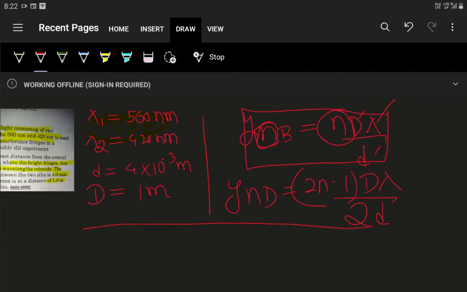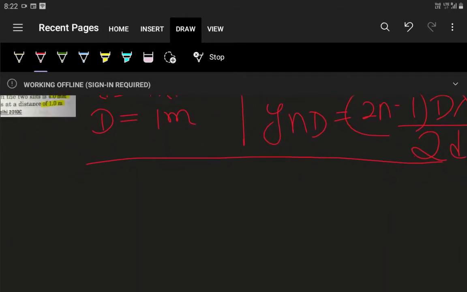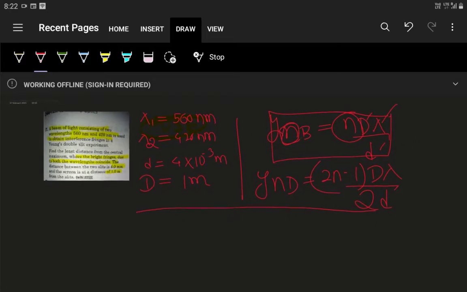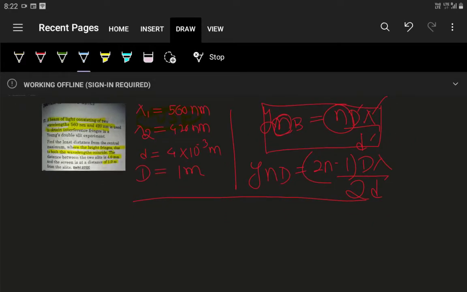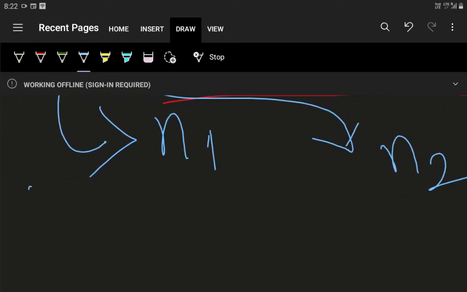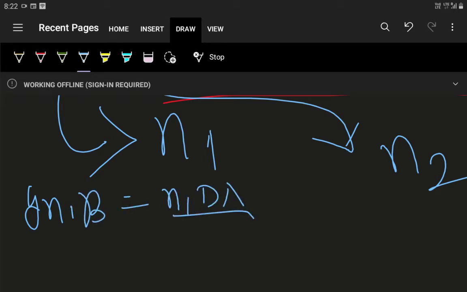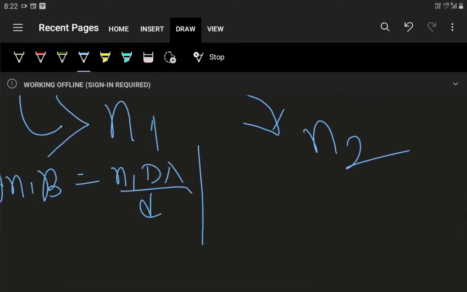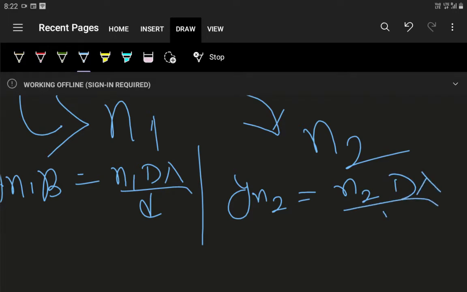So we are required to find n here. Okay, so let us find n. As we have two wavelengths, let's suppose corresponding to lambda 1 this is n1, and corresponding to lambda 2 this is n2. So if I require y n1, n1 bright, that would be equal to n1 d lambda by d, and y n2 would be n2 d lambda by d.